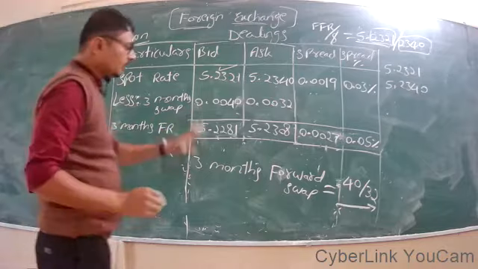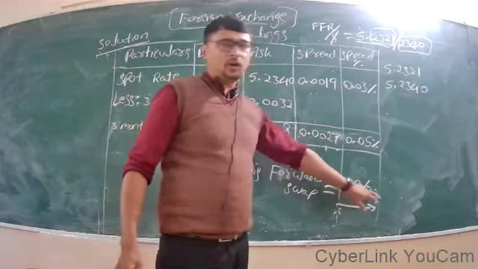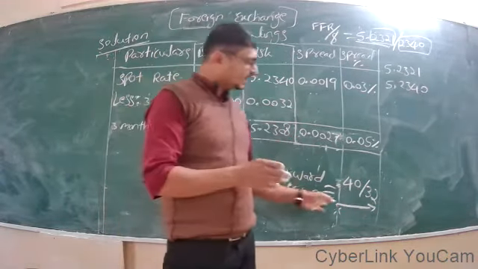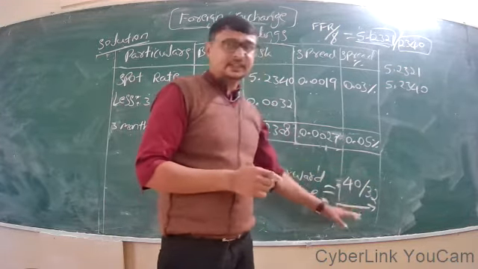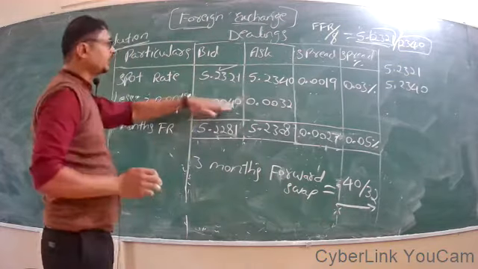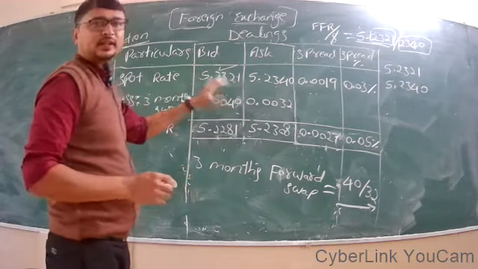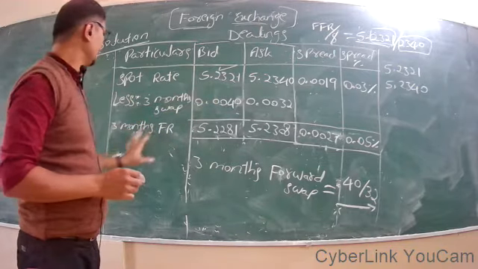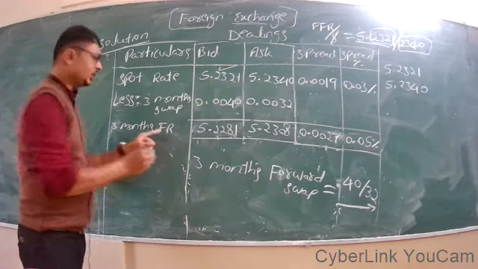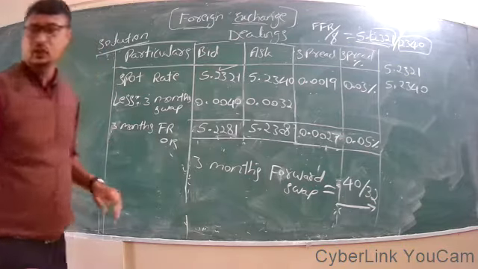So the 3 months swap point is given as 40/32. That is, while reading from left to right, it is in decreasing order. So if it is in decreasing order, you have to deduct it from the spot rate, not from the 1 month forward rate. If you deduct it from the spot rate, you will get the 3 months forward rate or outright rate.